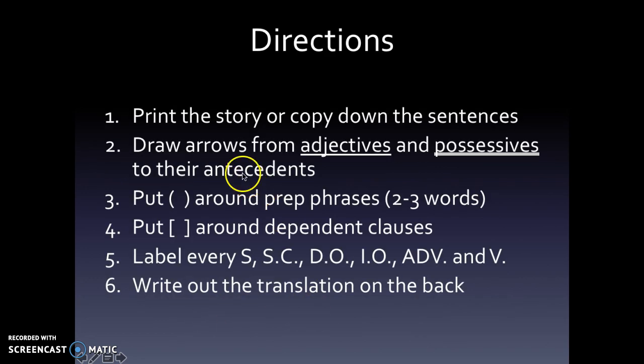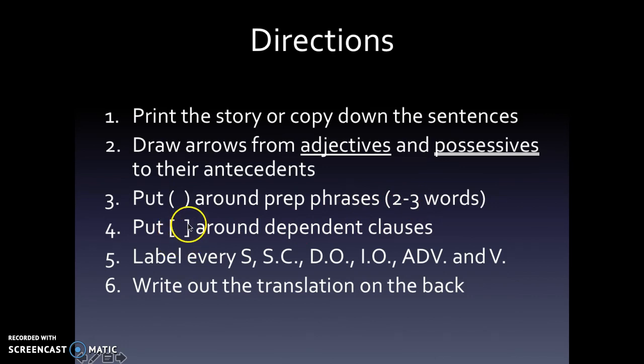Okay, so go ahead and print the story Taberna, or you can copy down the sentences, though this is going to take a while. So I highly recommend that you get a hold of a copy of the story. Any adjectives that you see, single underline them and draw arrows to their antecedents. Possessives should be double underlined, with arrows to their antecedents. Put parentheses around your prep phrases. They're usually 2 to 3 words. Occasionally there might be 4, but it's usually just 2 or 3.